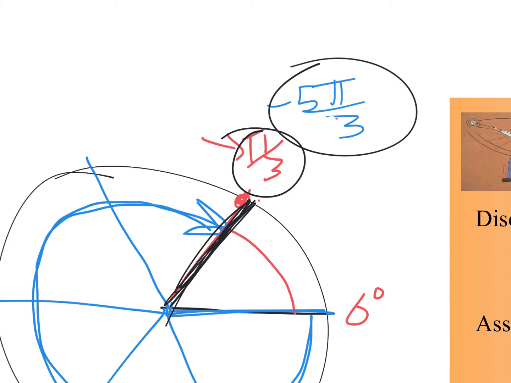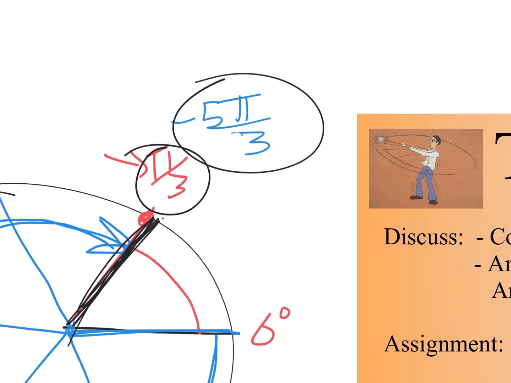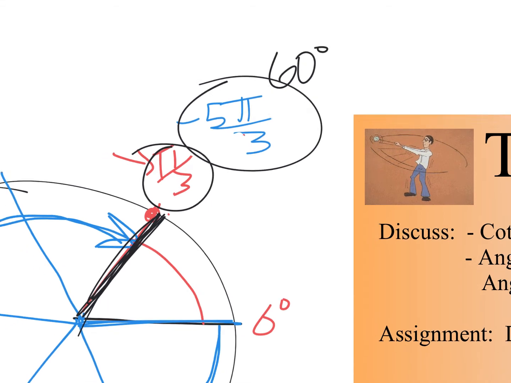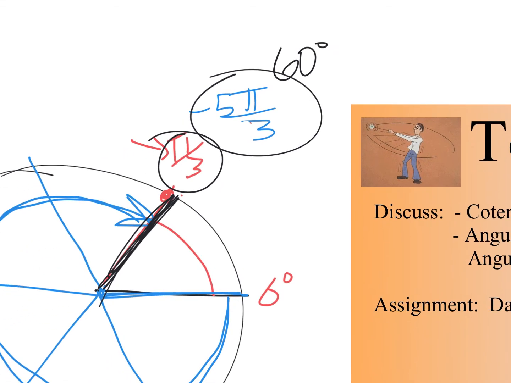What's another way to describe that spot? 60 degrees. And I'd like you to think about negative degrees.